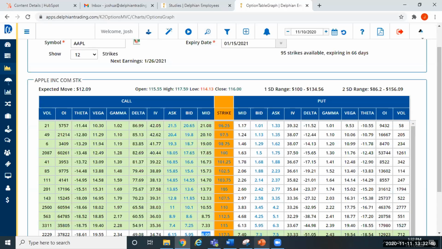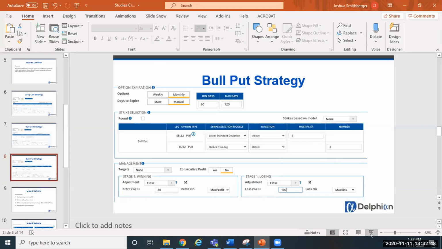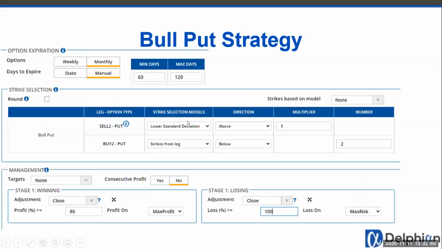So those are the basic strategies that we tested, and those are the parameters we use for all the testing that we do. Are there any questions on that?